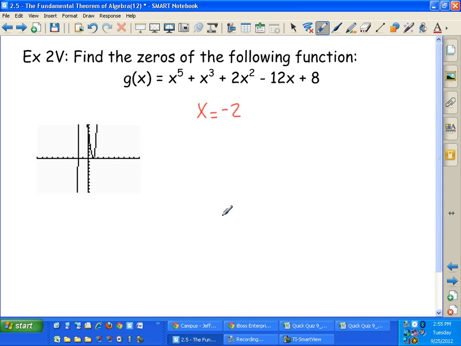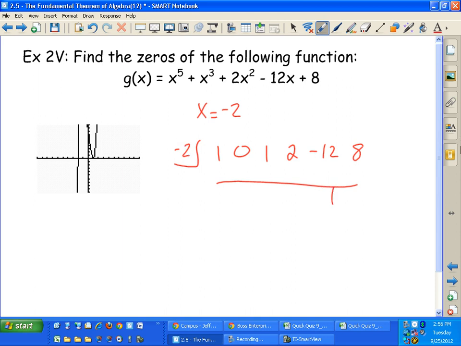And so I'm going to go through, and I'm going to use synthetic division in this just because it's a little bit quicker. I have x to the 5th as a leading coefficient of 1, x to the 4th is 0, x cubed is 1, x squared is 2, the coefficients -12 and 8. And if I get a remainder of 0, then -2 is a factor of this.